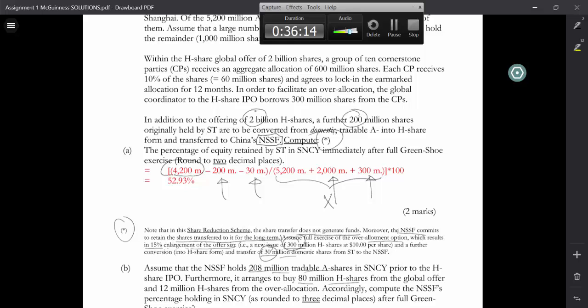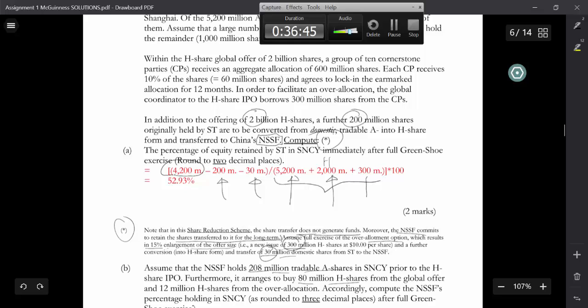So you need to calculate the percentage of equity retained by ST immediately after. Now, again, it's the same old stuff. The denominator, like I said, please get that right. If you get that wrong, it's all wrong. So the old number of shares plus the new number of shares, these are H shares. What's the 300? This is the green shoe. They tell you that down here, okay? So every time you see a little footnote, please do read it. Without this, you can't work with it.